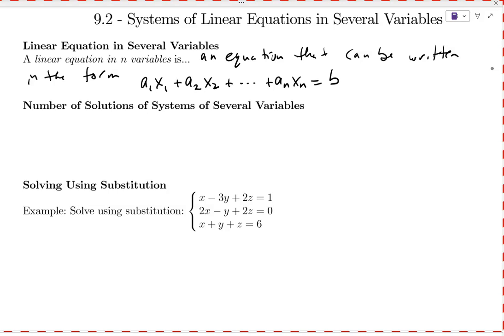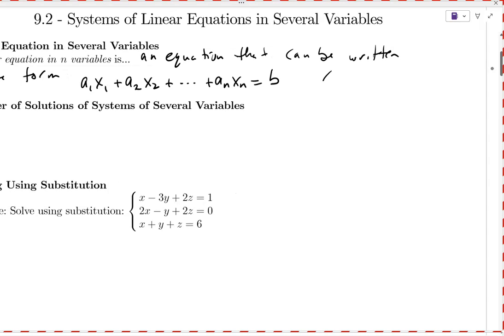Okay? On the right-hand side, we have a constant as well. So the A1, A2, AN, and B are all constants. Okay? They're numbers. That's what makes it a linear equation. Okay? Basically, it's like the most basic type of equation that you can get.